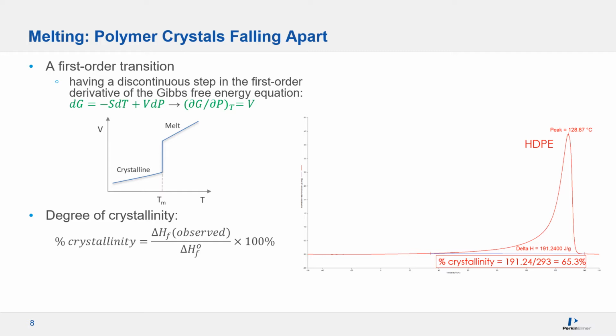If the delta H value for 100% crystalline is not available for your polymer, you won't be able to get the absolute percentage of crystallinity. You can still compare crystallinity between two similar materials.